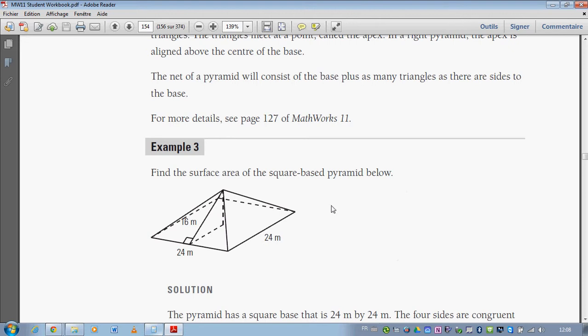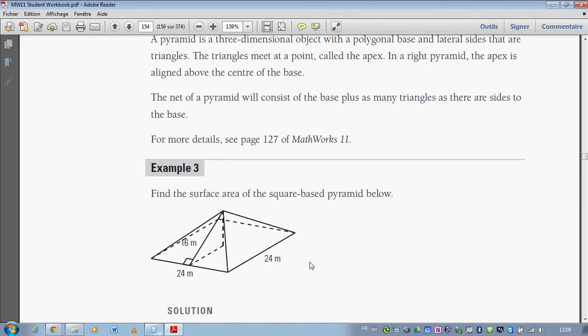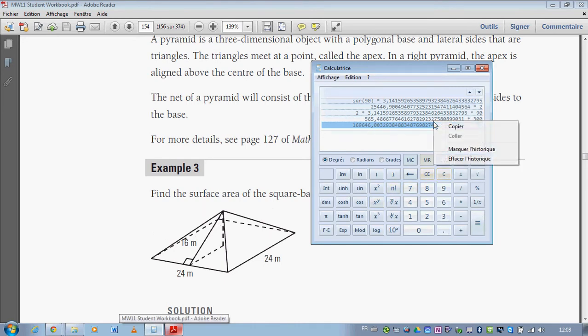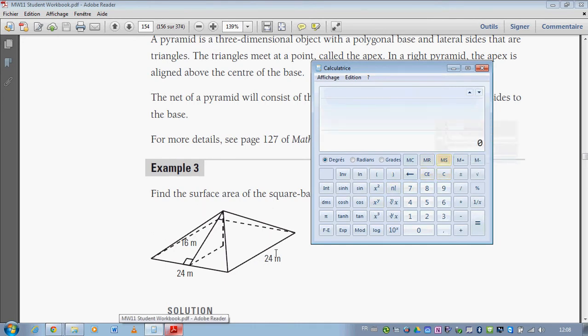So what you can do is figure out the area of the base first, because that looks like the most straightforward thing to do right now. Its side is 24 and its other side is 24, and we know that the area of a square is just width times length, or side times side, which is just side squared.